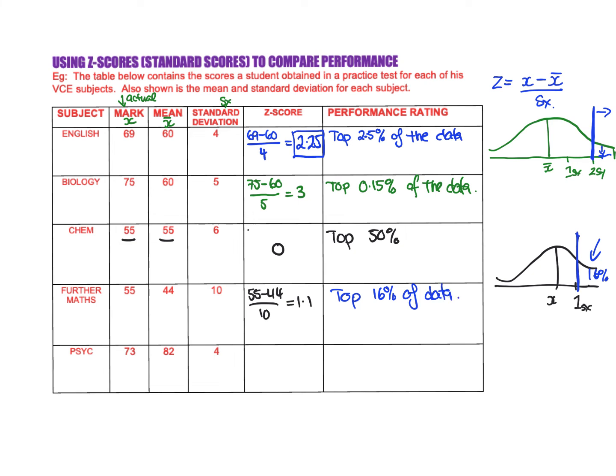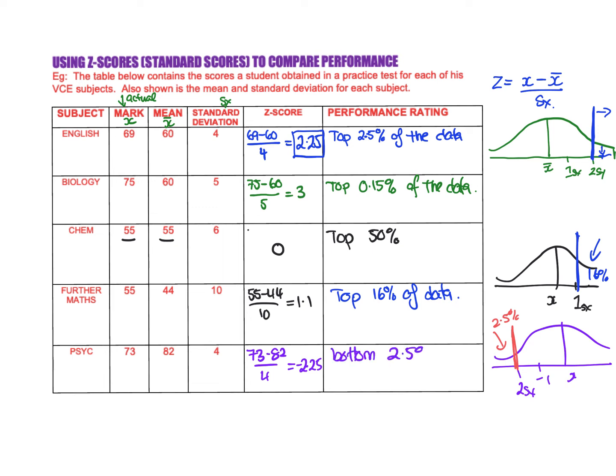And then the last one, we had 73 minus 82 over 4. So we see a negative 2.25. So if you drew that, they've gone below. So minus 1, minus 2. So we want this little below pocket, which was 2.5. So I'm going to say they're in the bottom 2.5%. Does that make sense? Because they're just a little bit less than the 2, so we'll just say chuck them in the bottom.